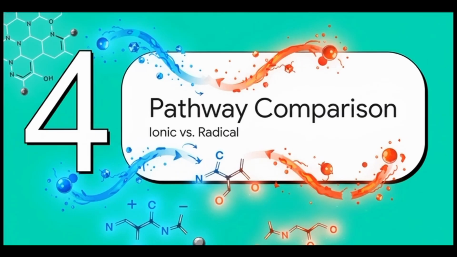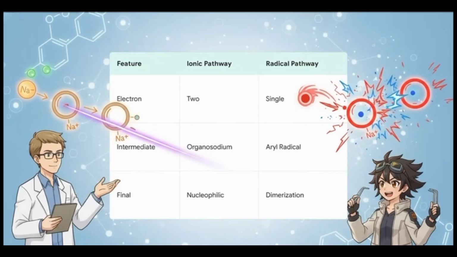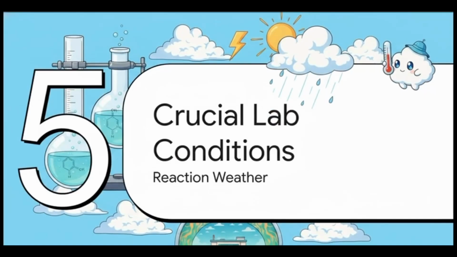Okay, part 4, a quick pathway comparison summary. Ionic versus radical, side by side. Let's put these two distinct microscopic journeys right next to each other. The absolutely fundamental difference here comes down to the electrons. The ionic path relies on a 2-electron transfer to create a charged organosodium intermediate, which then executes a very targeted nucleophilic attack. On the flip side, the radical path relies on a single electron transfer that creates a neutral but super unstable aryl radical, which then links up through a violent dimerization collision. Which brings us to part 5.